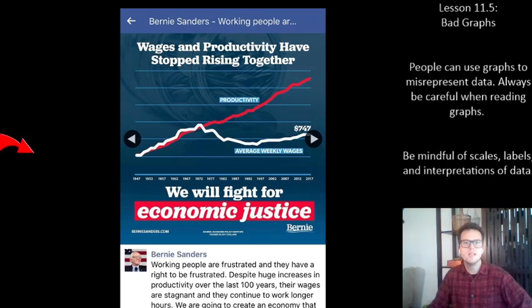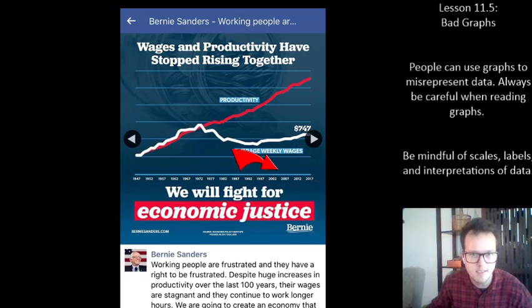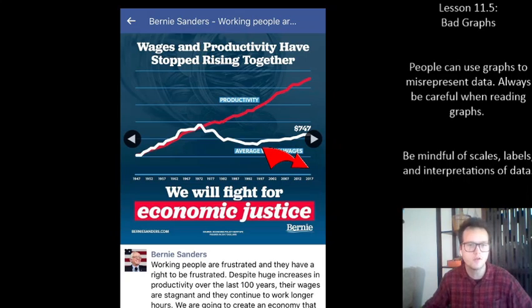Another post on social media, wages and productivity have stopped rising together. It looks like productivity keeps going up, this red line. Wages are this white line here. My issue with this one is that there's no y-axis. That's just an issue. The x-axis, it looks like it goes up in fairly even intervals. Again, the data might be correct. The data might be just fine, but the graph itself, though it looks pretty, doesn't tell us much without a y-axis there. It could be a total lie if the scale is all wacky.